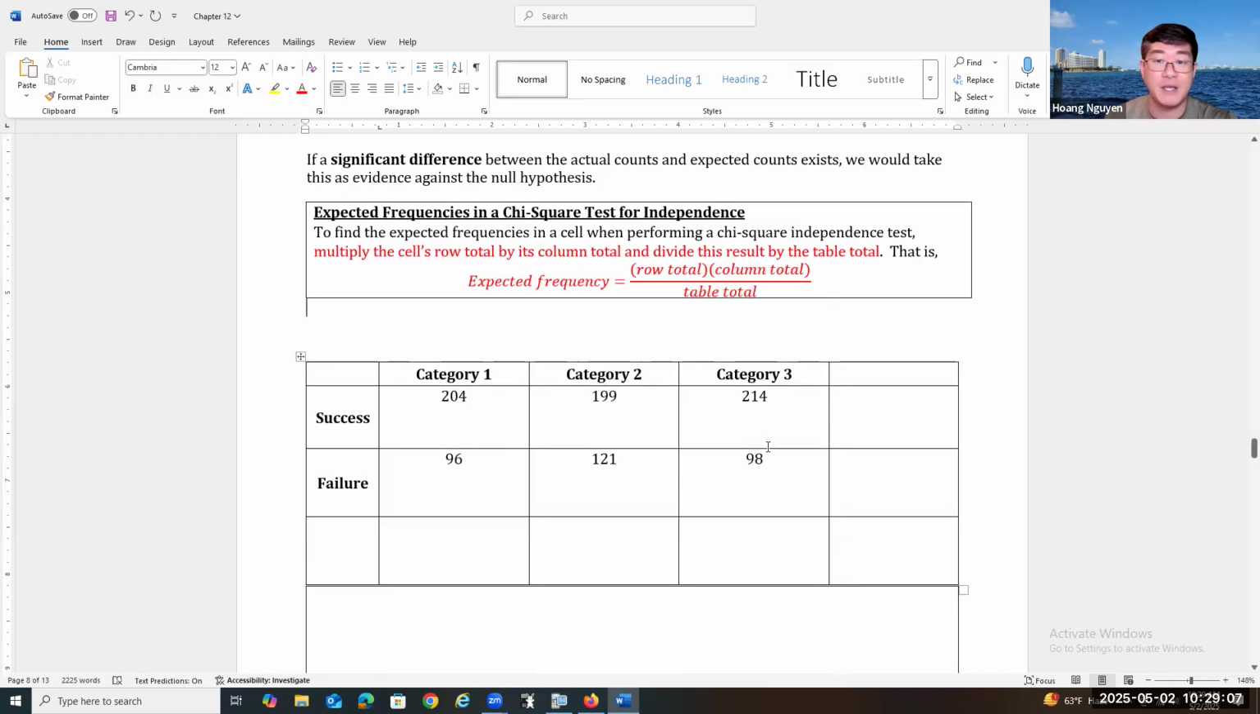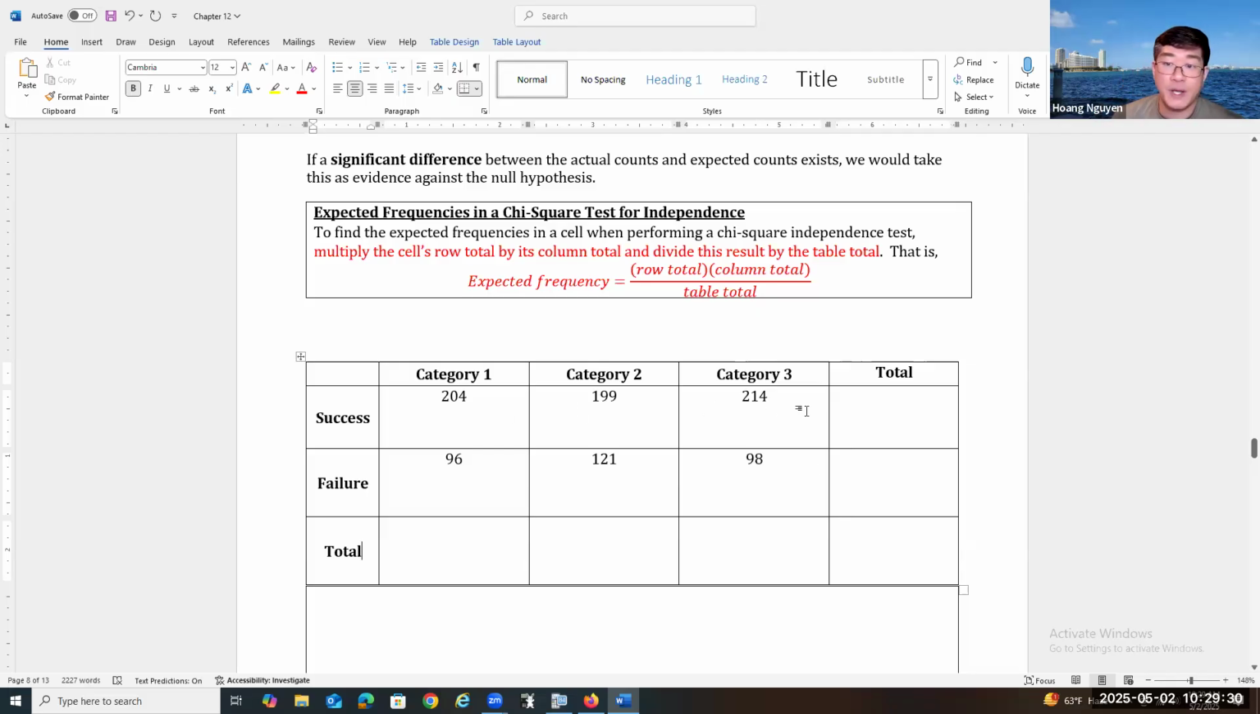So those values are going to be the observed, that's what we have. So category number 1, 2, and 3, and this is going to be success and failures, right? Before we can find the expected frequency for each of the cells in this table, you have to get the total. So I need to get the total for the rows, and I need to get the total for the columns, right?